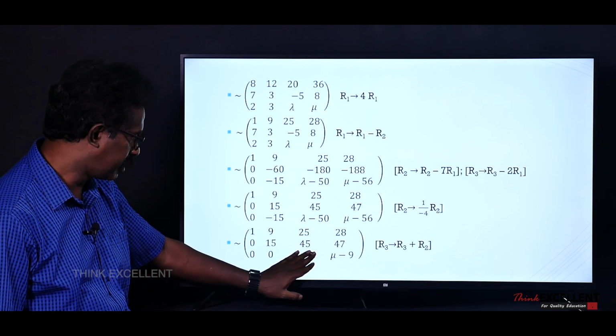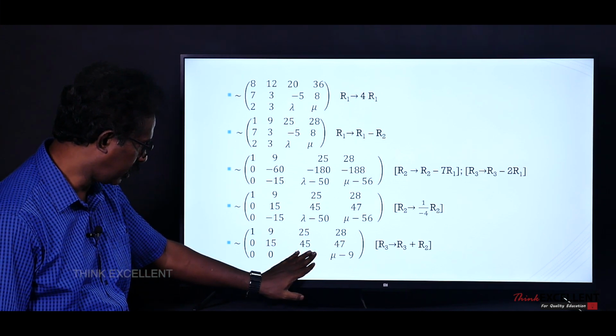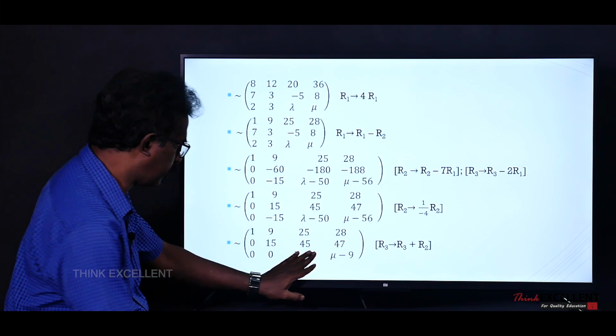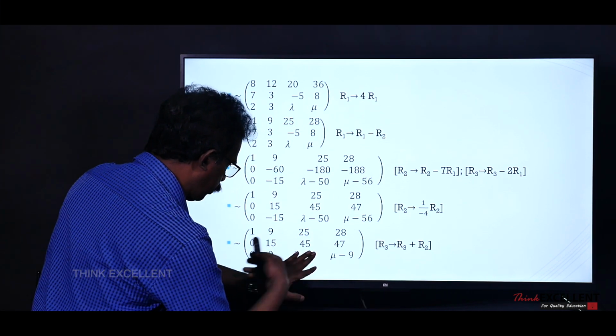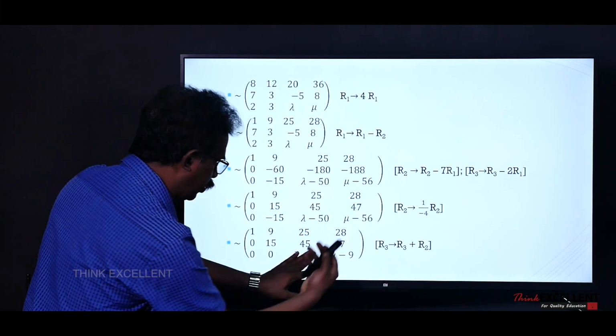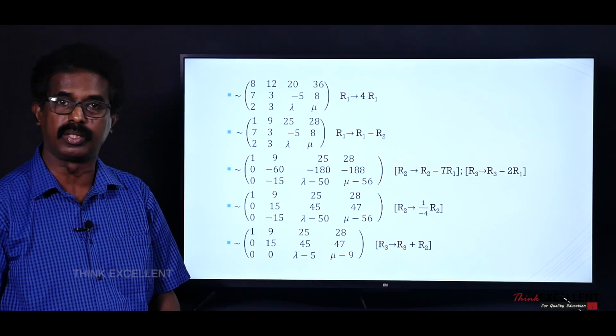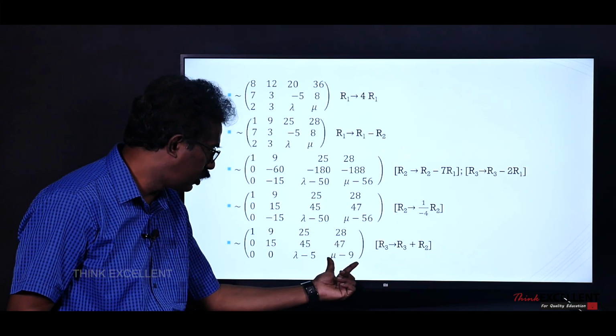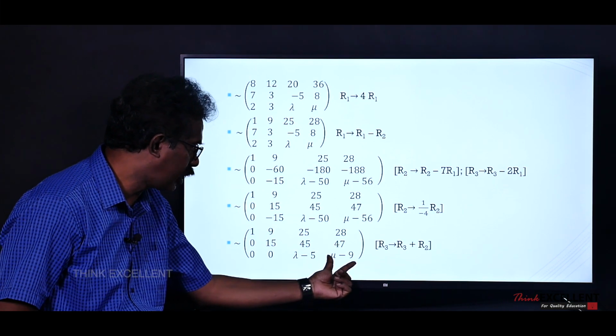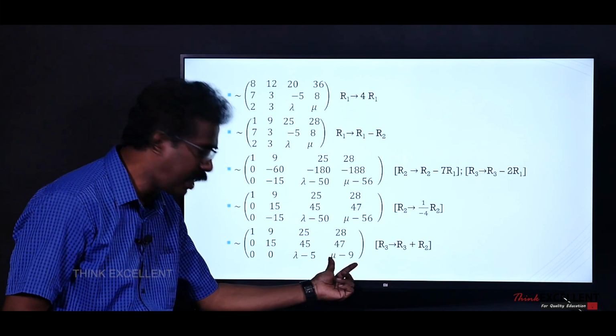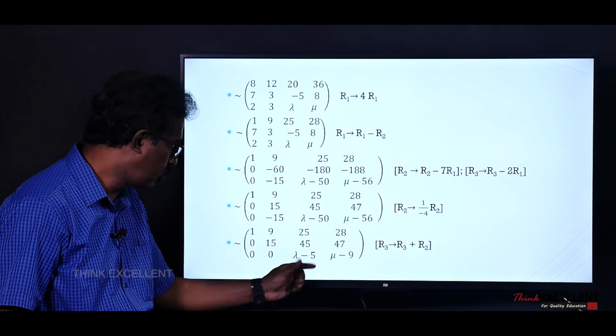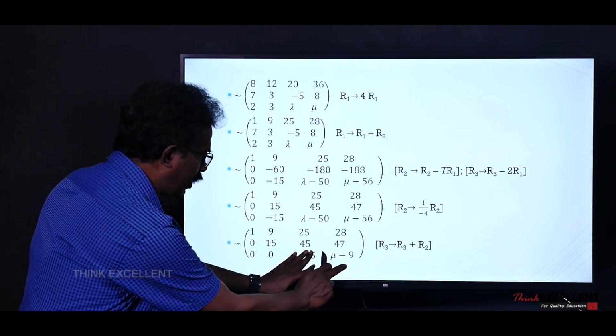Suppose I am making this number 0. If I make this number 0, rank of A will be 2, because the last row is fully 0, right? Rank of A is 2. And this is not equal to 0, and this is 0. This is not equal to 0 means you will have a number here.